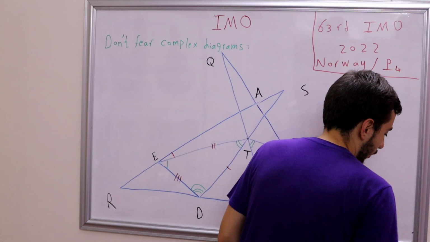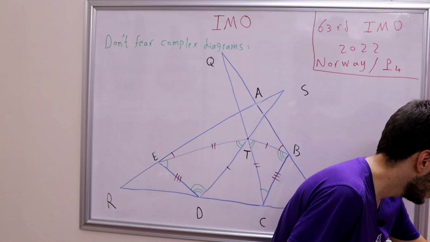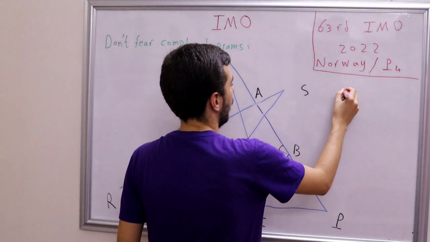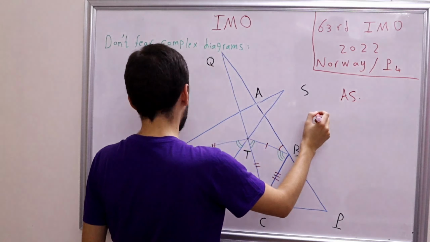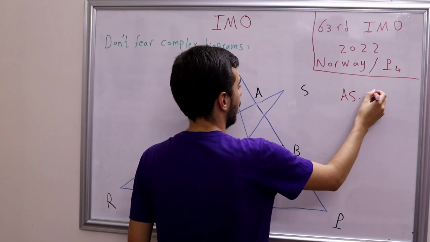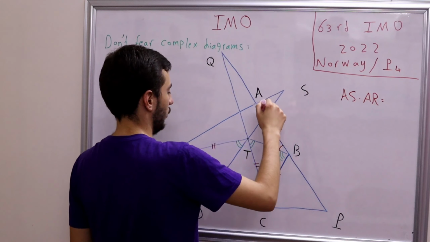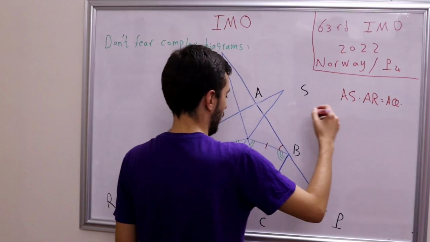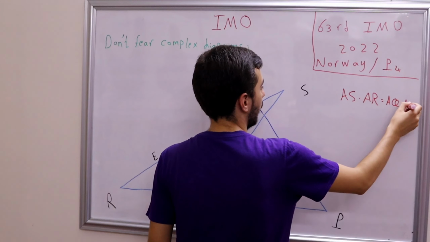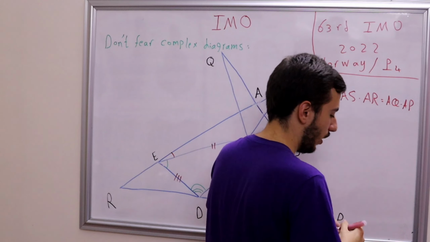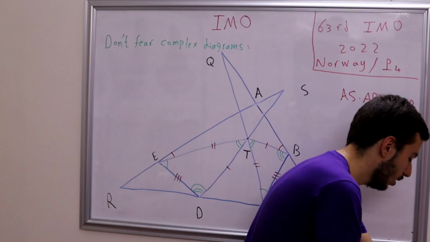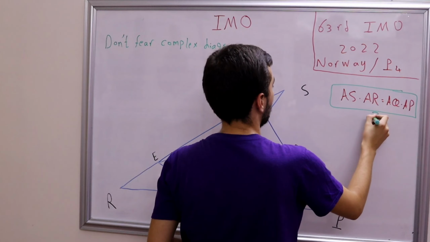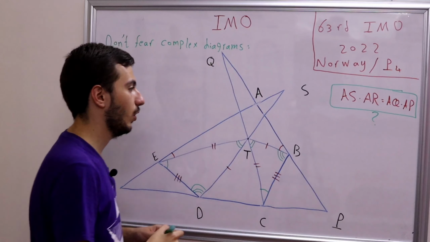Let's actually write it here. So maybe we just need to show that AS times AR is equal to AQ times AP. If we can show that, then we'll be done, clearly. All right.